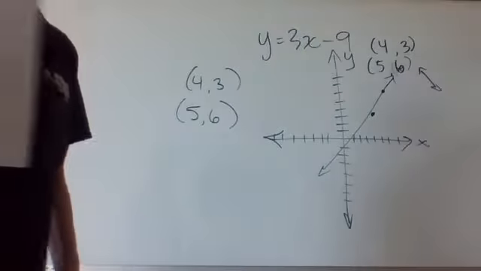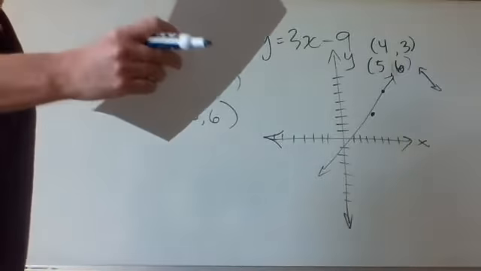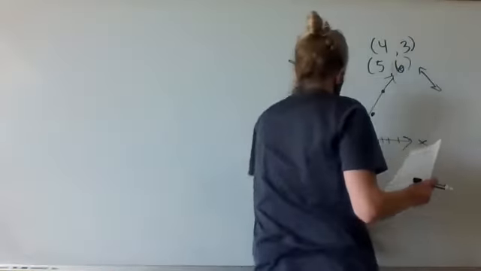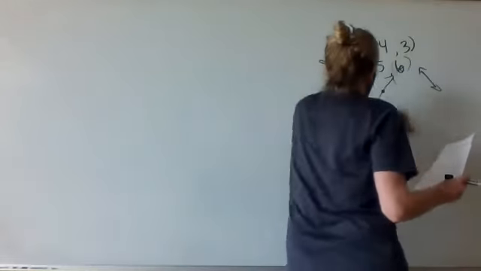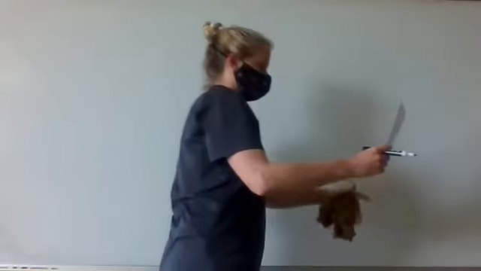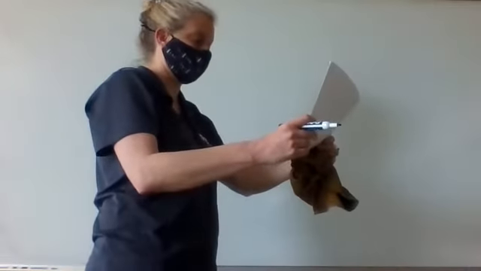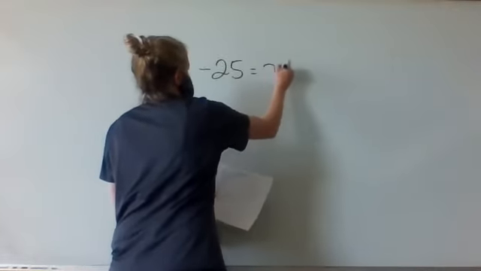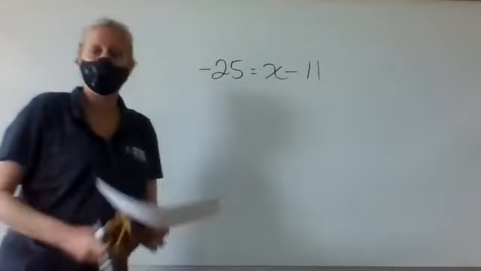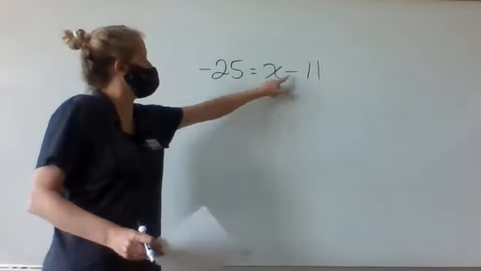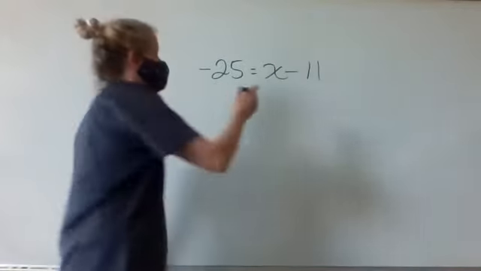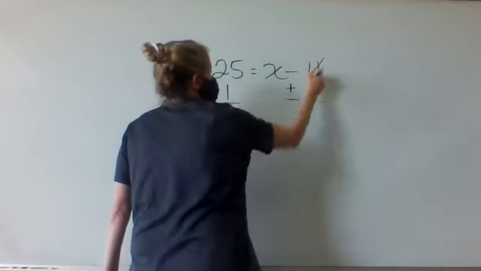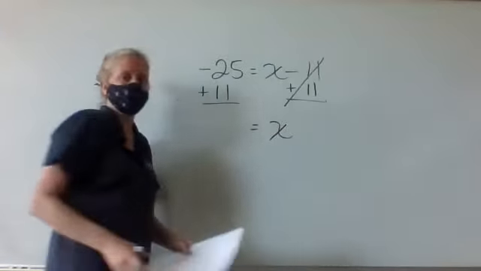Right? Number 2 says solve using the addition principle. You're just solving for x here. Negative 25 equals x minus 11. So you're getting the x by itself. So get rid of that minus 11 with a plus 11. So there's your x all by itself.